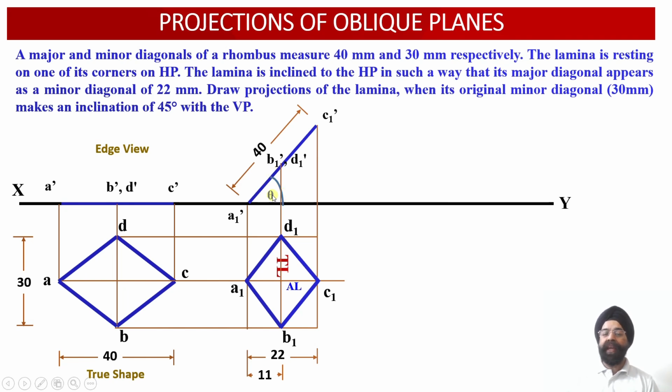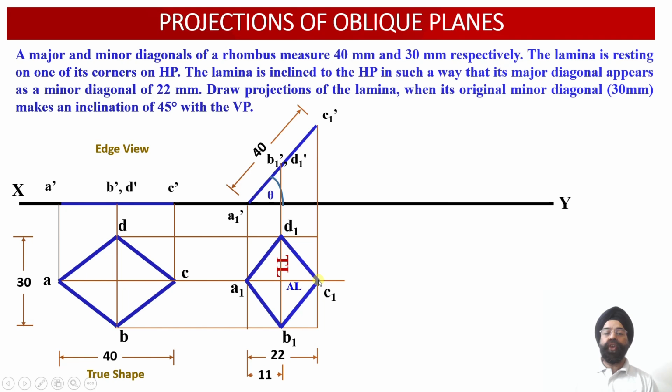So now, having obtained the front view projections and the top view projections corresponding to the inclined lamina, that is the rhombus, which is going to rest on one of its corners on the horizontal plane, this inclination has been obtained in such a way that the original major diagonal of 40 millimeter gets reduced to 22 millimeter in the plan projection view, which has been obtained over here.